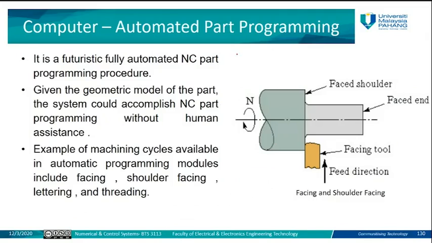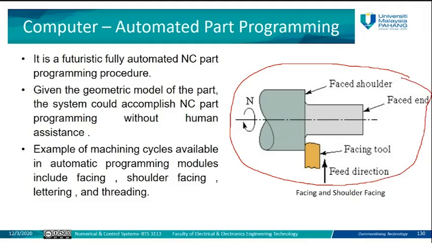So for the computer automated part programming here, it's like this one. You do the design inside the software, and you define some geometry inside the design here. Then you define some of the operations related to the product itself. For example, this product needs drilling, this product needs facing and shoulder facing, this product needs a facing tool, this product needs threading.